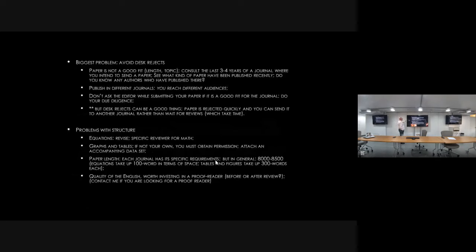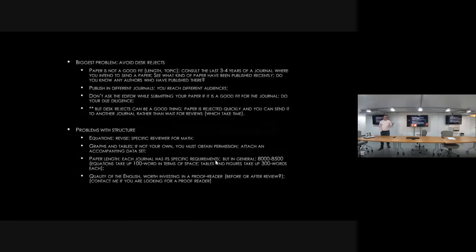Biggest problem. I'm not sure about avoiding desk rejects. I mean, desk rejection can be a good thing as well, but I'll get to that. The biggest problems are that the paper is not a good fit, like I said, it's too long, or the topic is not a good fit. Aim for a paper of about 8,500 words.